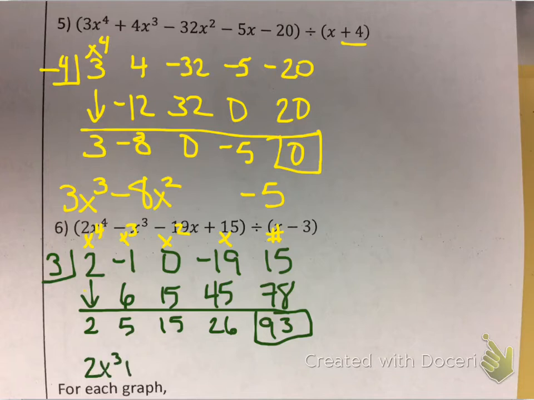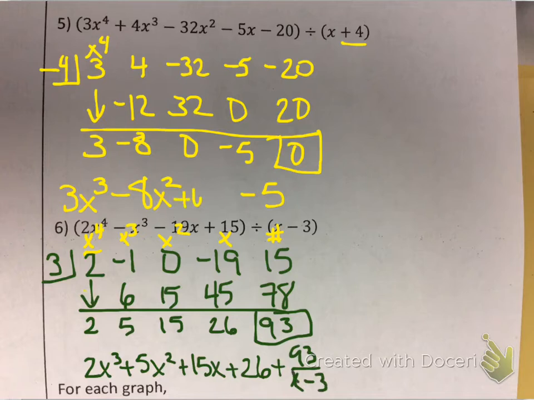So then I would say 2x cubed plus 5x squared. Notice how, again, this was x to the 4th. This one is x cubed. So keep that in mind. And notice how I wrote the 93x, the remainder over the divisor.